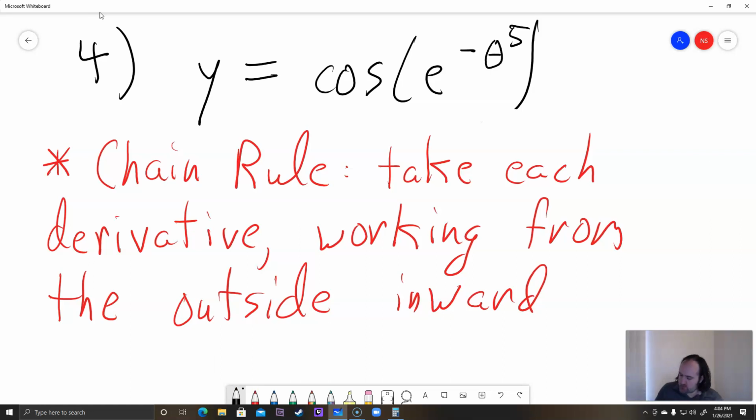Okay? So what we're going to be doing here is we have 3 functions in one, so that's why we're using the chain rule. You always use the chain rule if you have a composite function. Okay? So the outer function is cosine, the middle function is e, and then the inner function is negative theta to the 5.